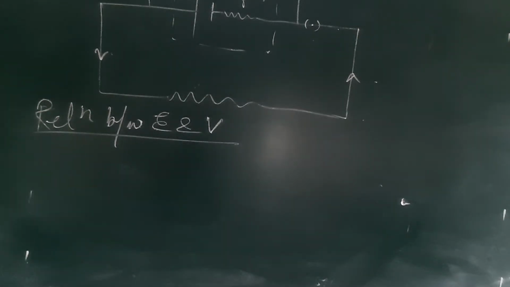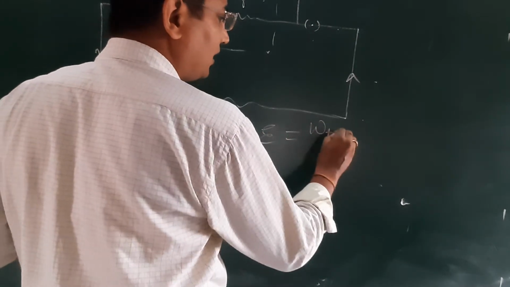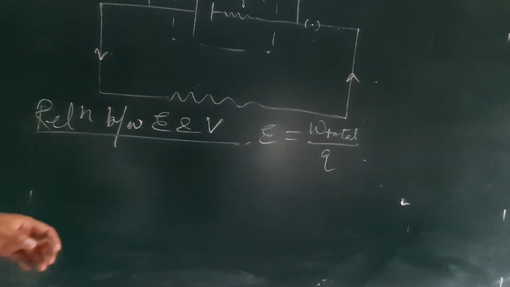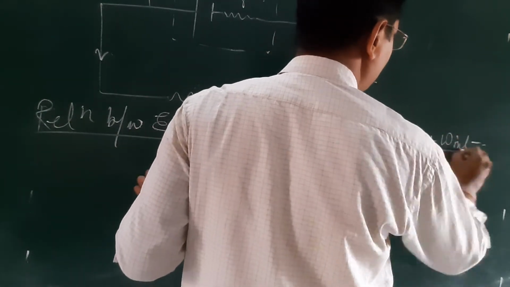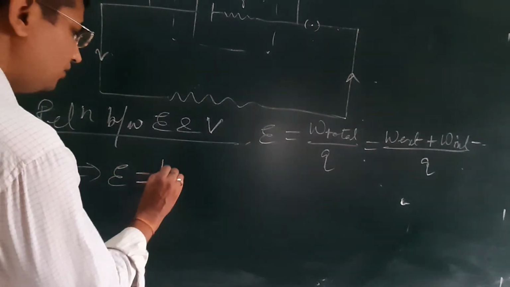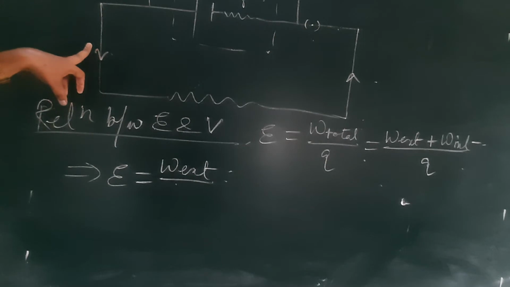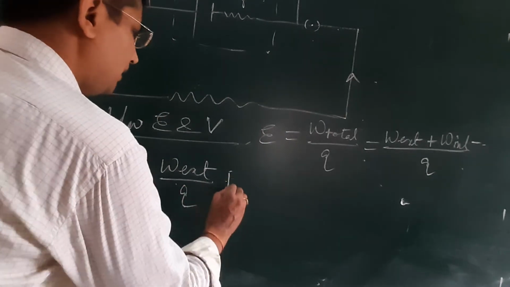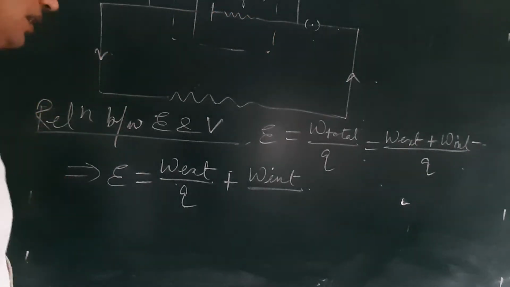What do you know about the definition of EMF of the cell? You know, EMF of the cell is equal to total work done in circulating unit charge, means W total upon Q. This can be written as W external plus W internal upon Q. W external is the work done in moving charge Q in the external circuit, and W internal is the work done in moving charge Q inside the cell, that is in internal circuit.